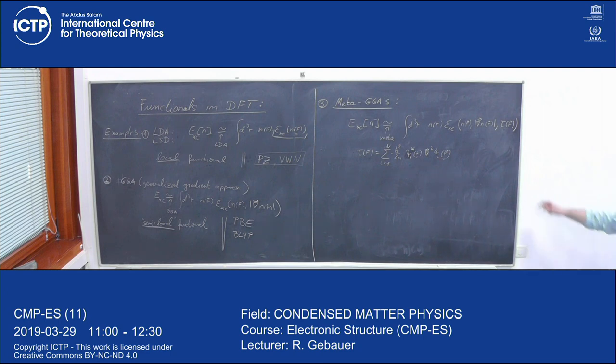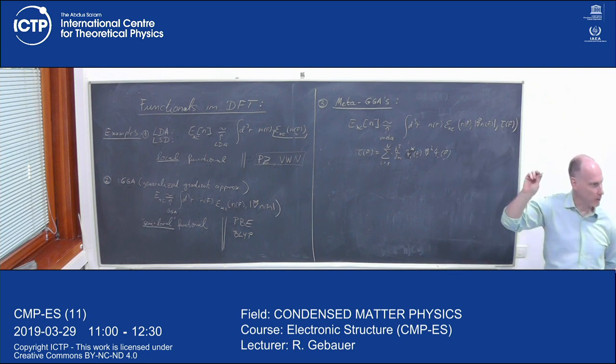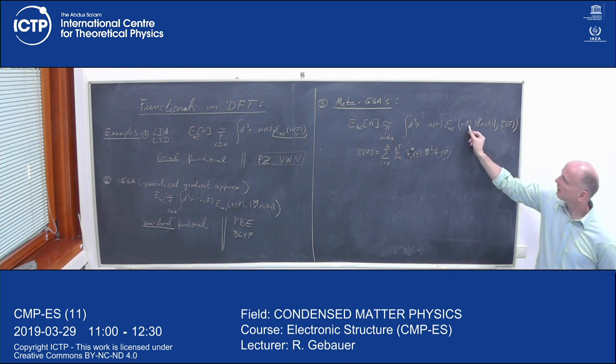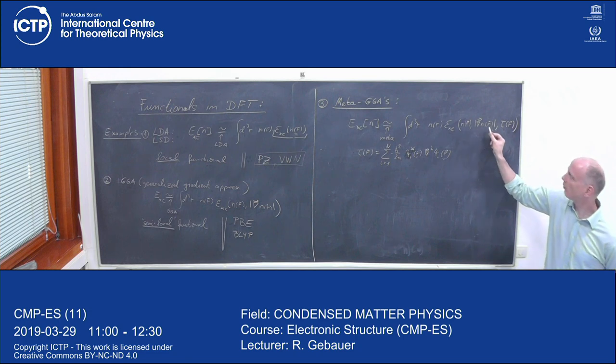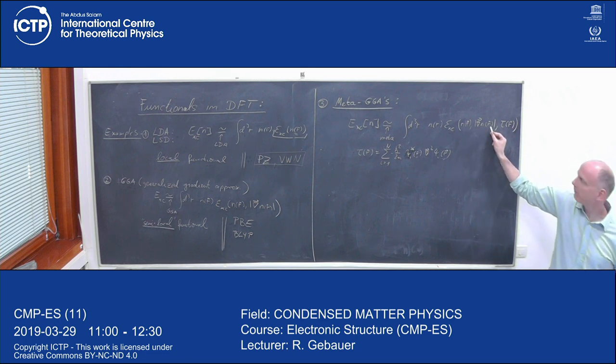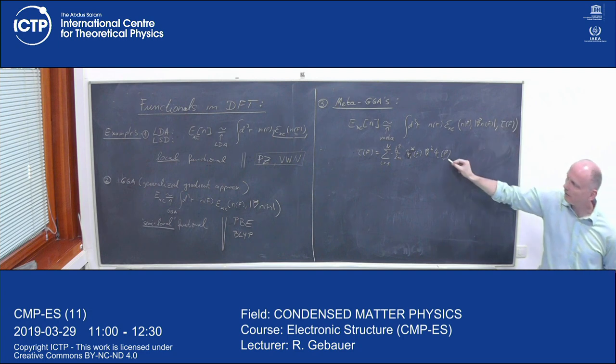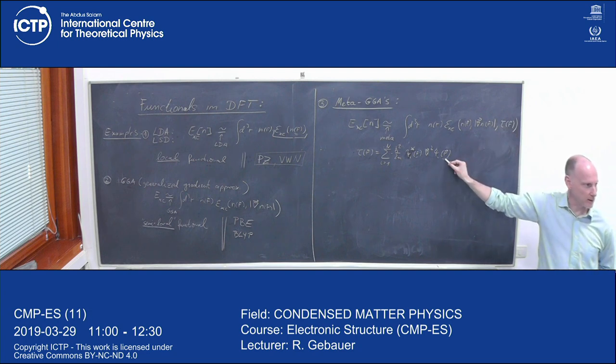Now, on one hand, adding again, like before, one more variable allows you to have a more general form of the functional. You can satisfy even more exact conditions, and the functional, in fact, is becoming better. The other thing is, it is still, in a sense, local, because again, you use only information at that given point: the density, the norm of the gradient of the density at that point, and then something which is also purely local, the kinetic energy.